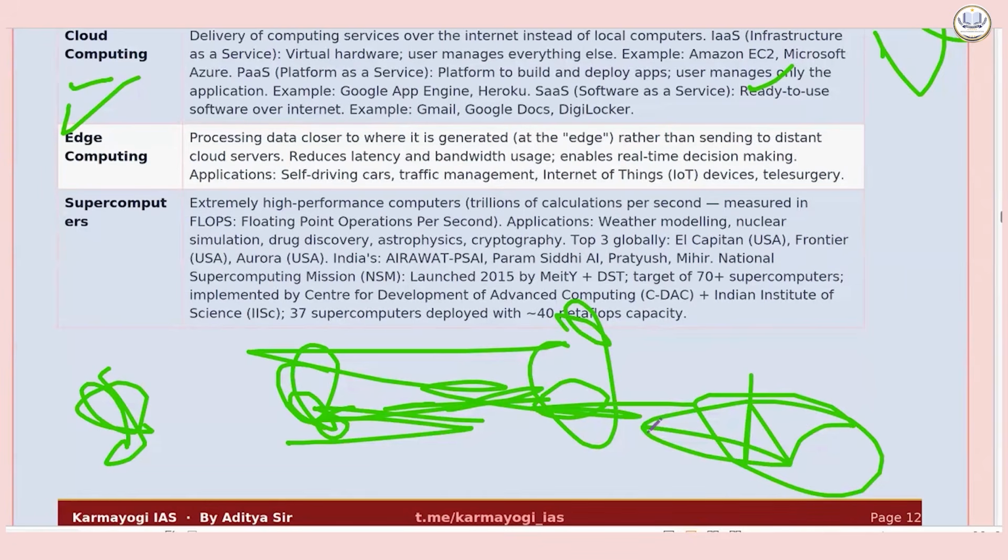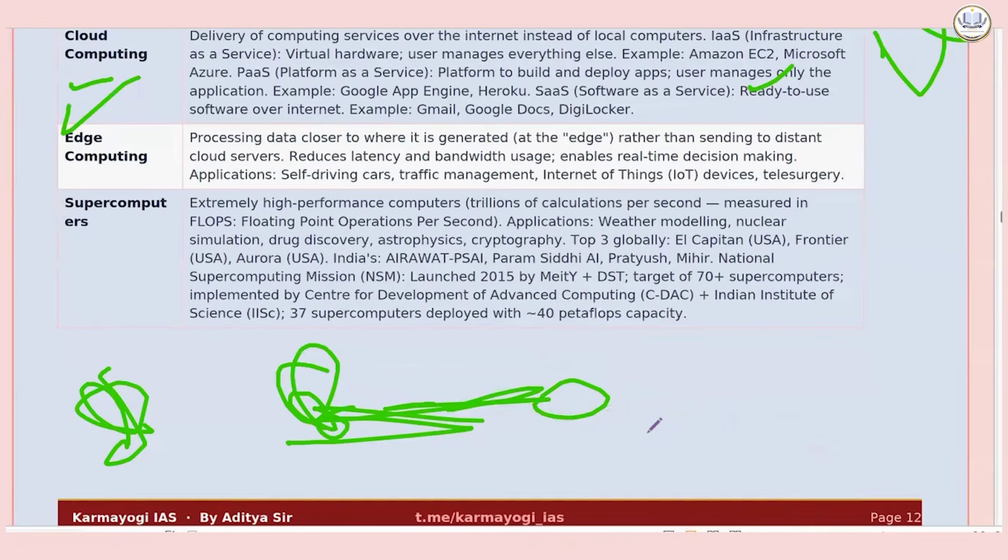We had the National Supercomputing Mission launched in 2015 by the Ministry of Electronics and Information Technology and the Department of Science and Technology. The target was 70 plus supercomputers, implemented by the Centre for Development of Advanced Computing, C-DAC. Professor Bhatkal contributed immensely. The Indian Institute of Science and 37 supercomputers were deployed. The capacity will be very high, in petaflops.